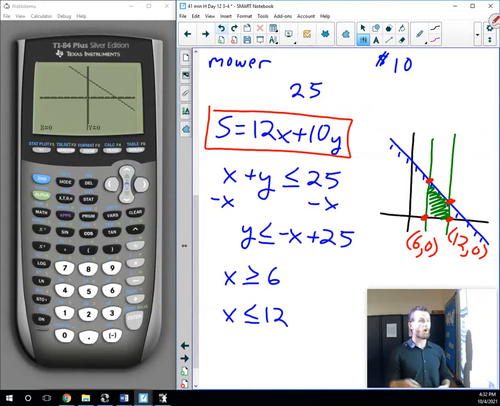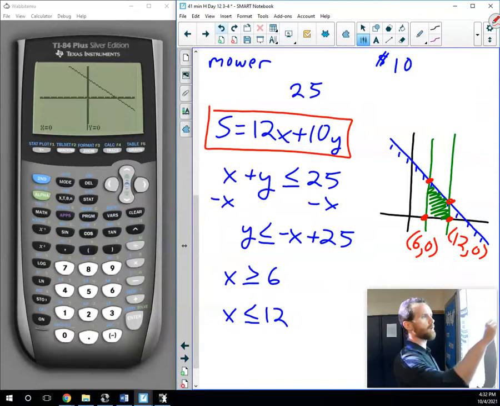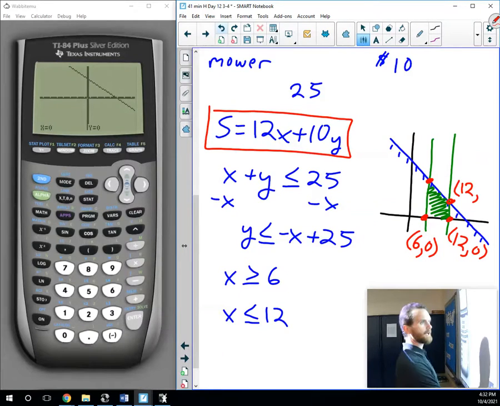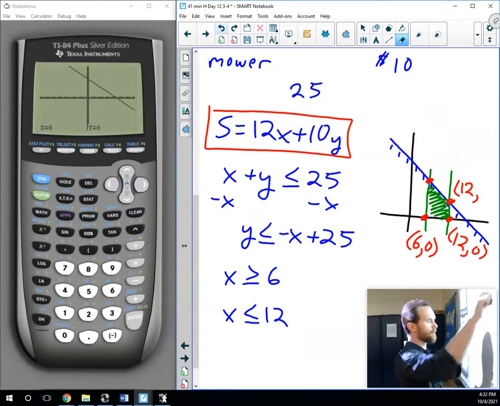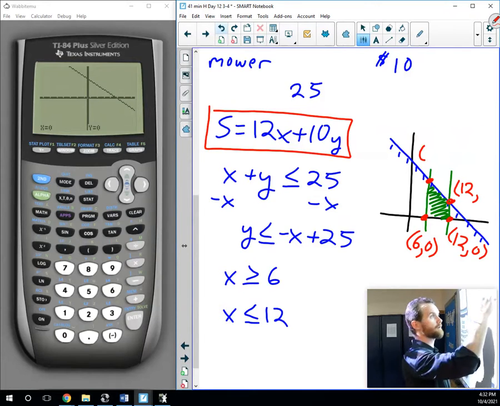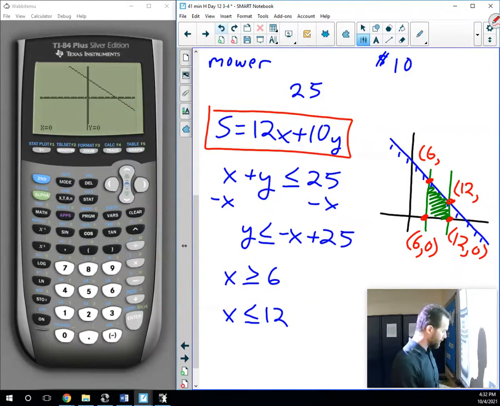X value is 12, y value of 0. These ones, let's see. Well, we know the x values. This one's going to have an x value of 12. This one, I need a little bit more space to show my work. This one's going to have an x value of 6. It's just a matter of what the y value is.